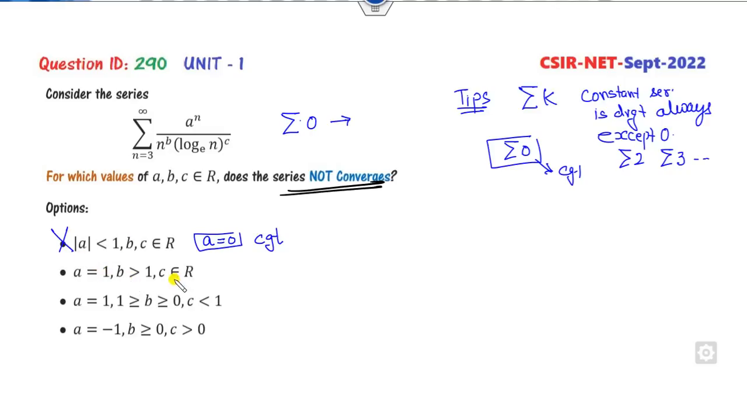Look at that. I need b greater than 1. So I can take b as 2. c can be any real number, so I can take c as 0.